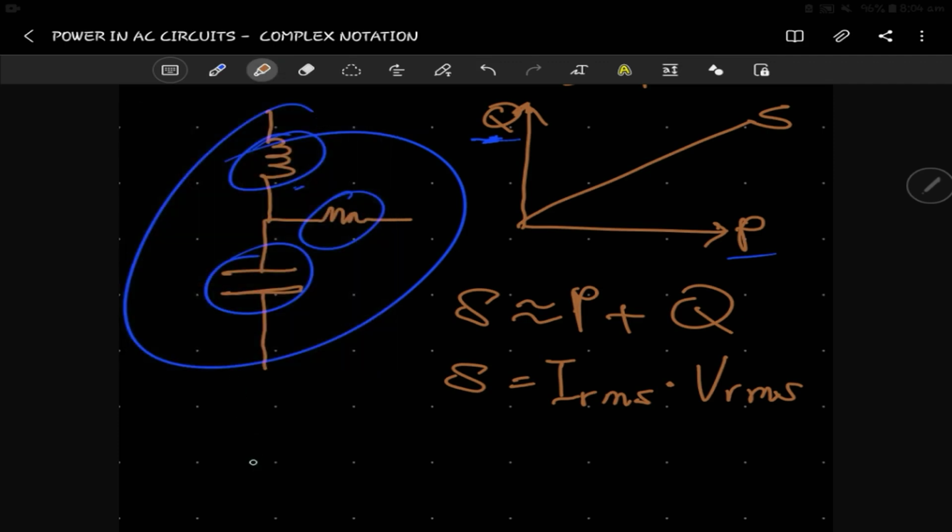Let's see, we have the real part here, and then we have the complex part at the side, where here is J, and here is minus J, and here is a real part. All right, so the same applies here. It can mean that we have our power here.